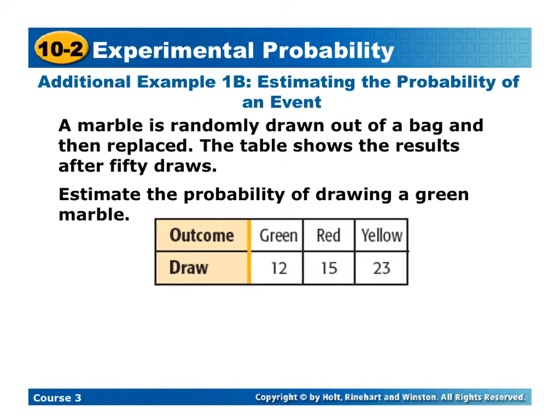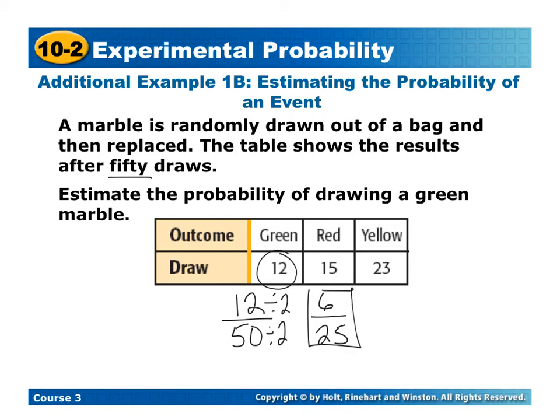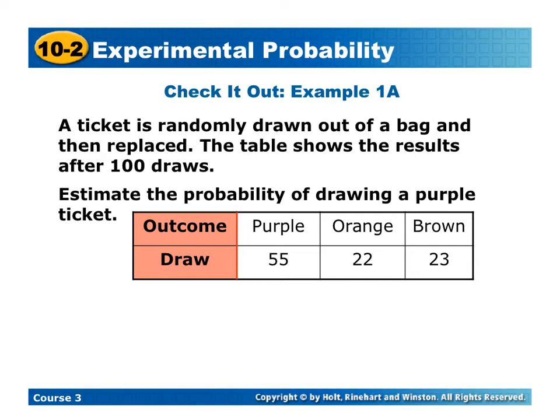Okay, so now if we look at the same thing, it's still 50 draws, but now we're looking at green. Now this one would be 12 because that's the favorable outcomes out of 50. Divide each of these by 2, and we're going to get 6/25 is the experimental probability for green. So why don't you pause the video and try this one on your own.